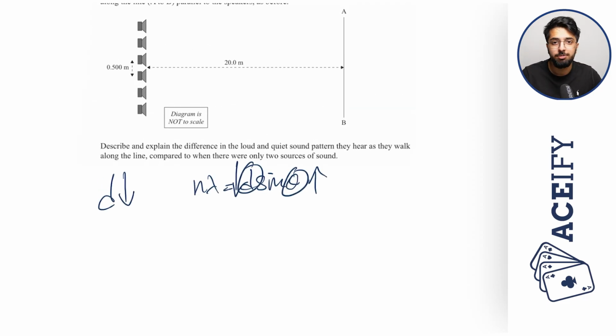And we can actually quantify just how much louder these loud spots are going to be. We can say that they're going to be 3 times as loud as before. This is because we have 3 times more speakers. We had 2 speakers before and we have 6 speakers now, so that's a 3x difference. So the loud spots are going to be 3 times as loud. And so you can write that all in.